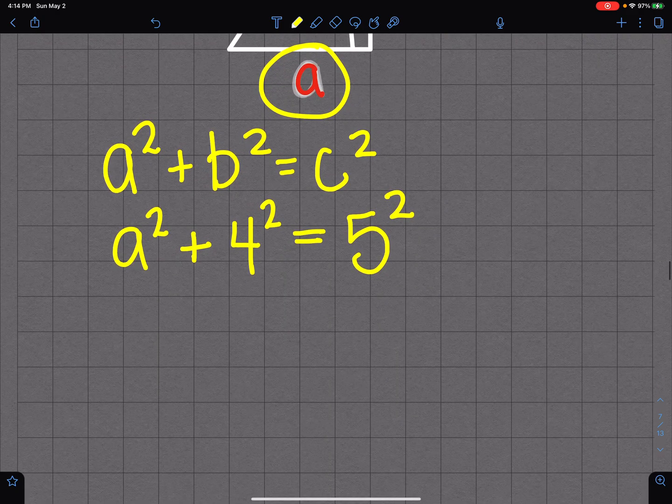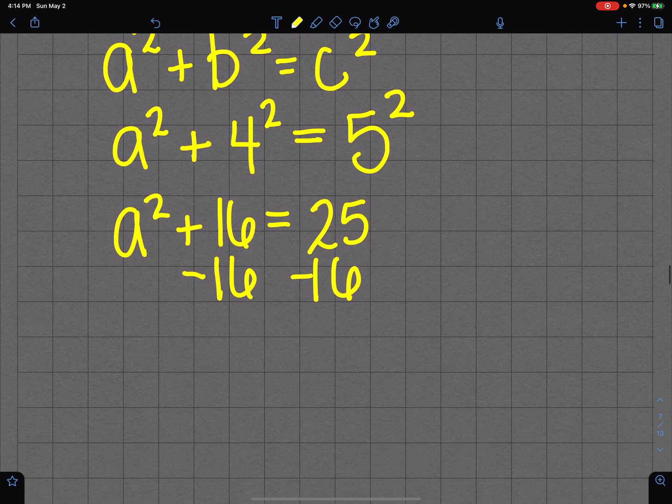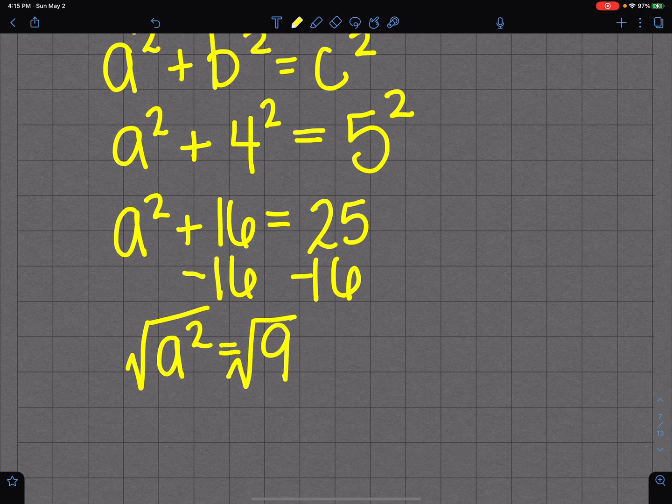All right, now I have a squared plus 16 is equal to 25. I subtract 16 from both sides. A squared is equal to 9. And then we use the difference of two squares theorem. So we're going to square root this and square root this. A is equal to 3.